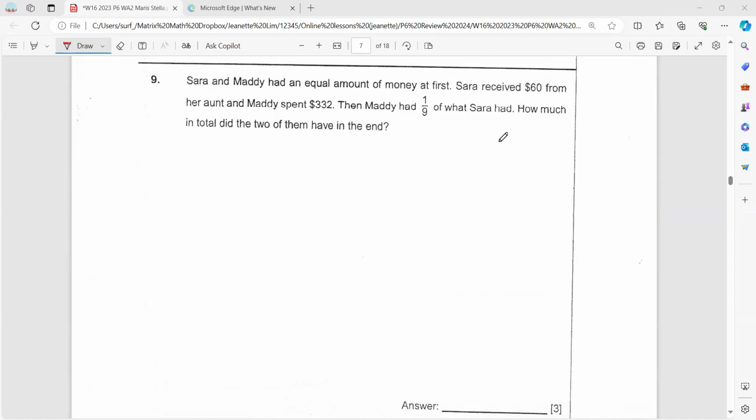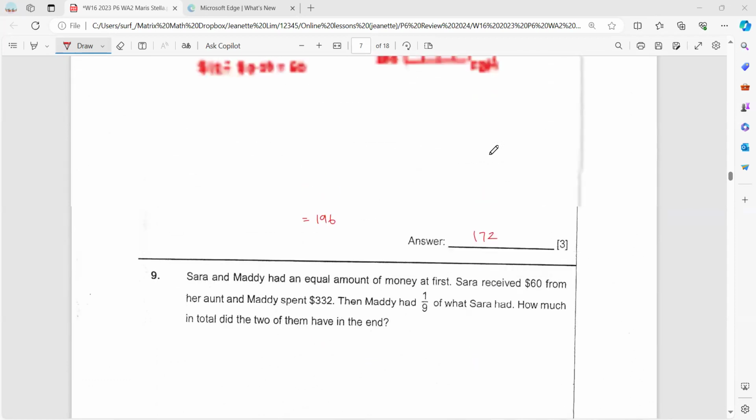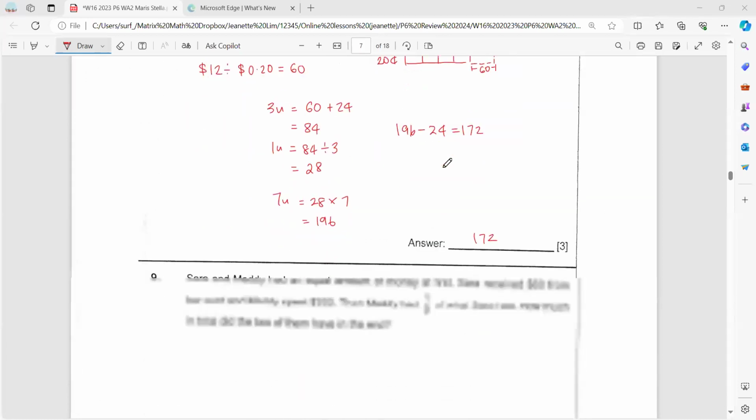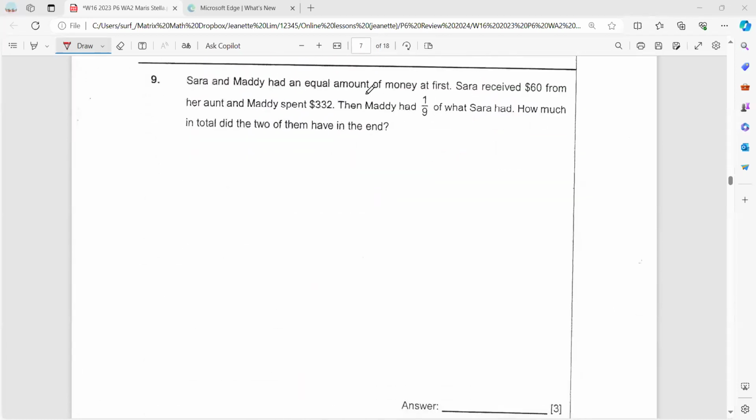Now for this question, earlier on I said that because we end off with equal, we use the model. Here we started with equal, so I'm going to use the model as well. Either you start off with equal or you end off with equal, you can try and see if the model works. Usually it would be easier to see.